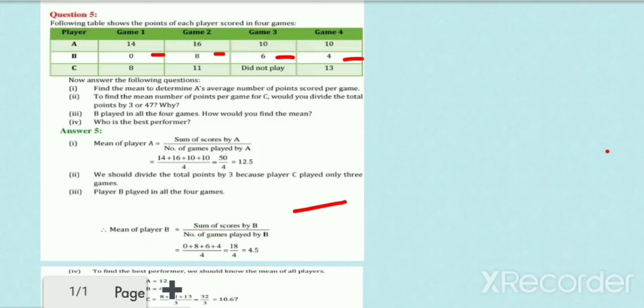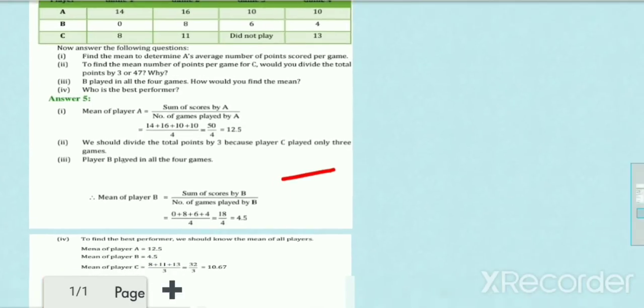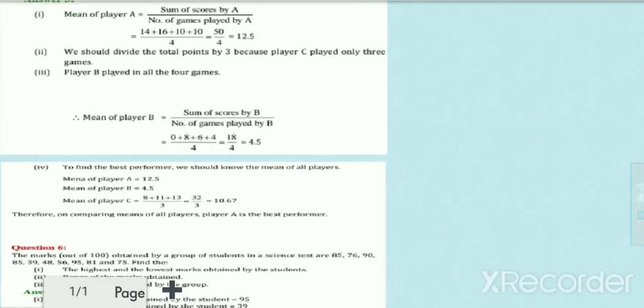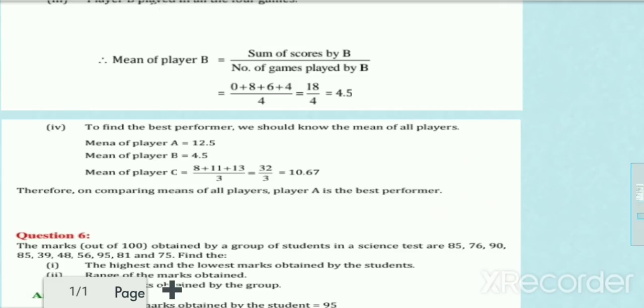Now firstly find the means of A, B and C. The mean of A is 12.5, the mean of B is 4.5 and the mean of C is 10.67. So we are saying that the mean of team A is the highest, 12.5, so player A has the best performance.